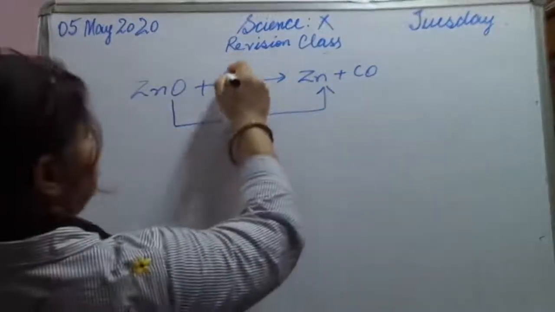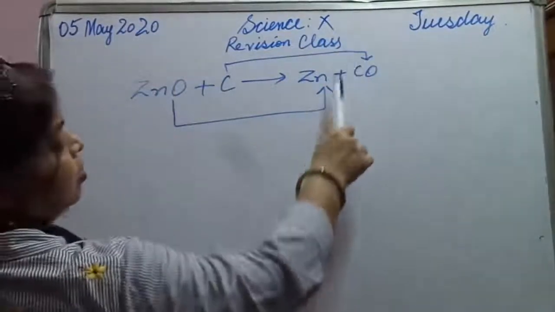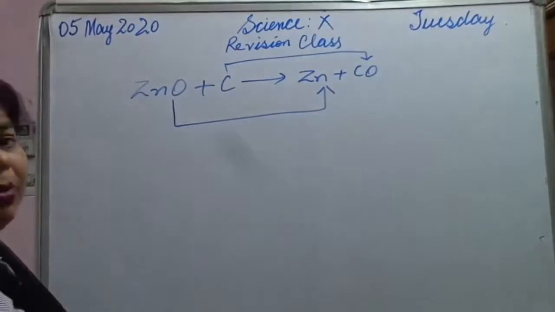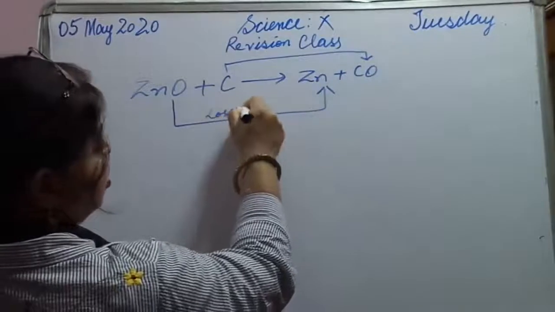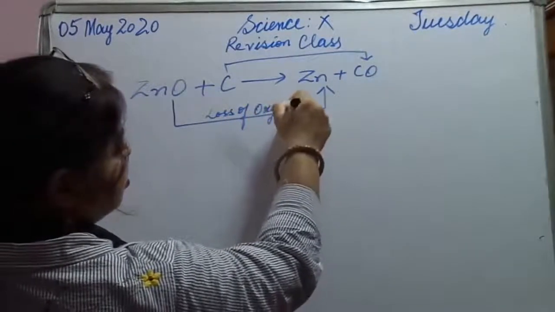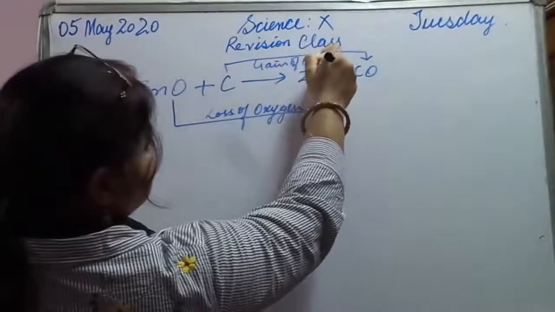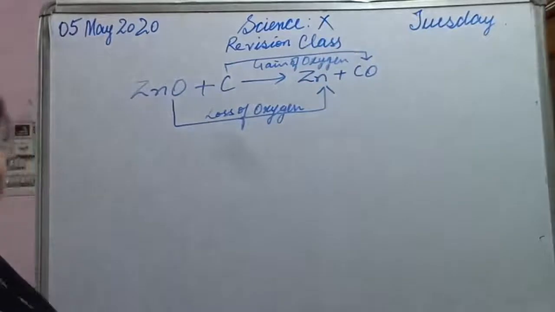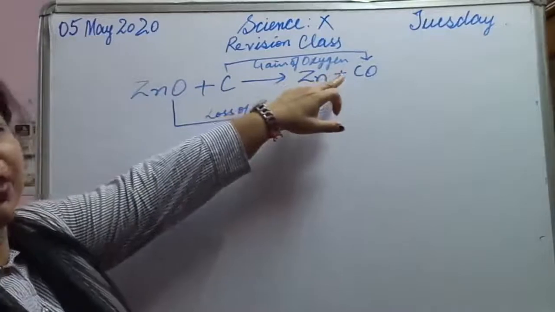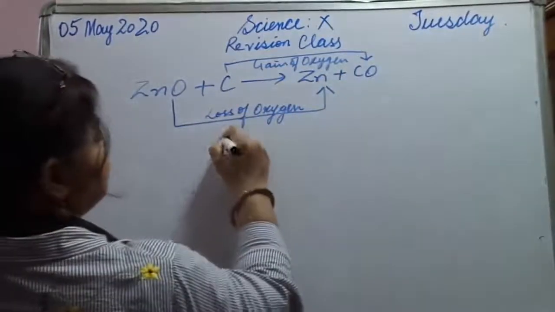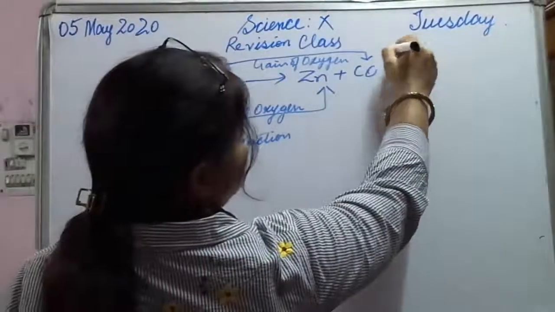Understand? And in carbon, what is happening? Oxygen is being gained. Don't forget to put arrows, otherwise it will become ambiguous. So we are saying here loss of oxygen, and this is gain of oxygen. So what is loss of oxygen? Loss of oxygen means reduction, and gain of oxygen means oxidation. So this is reduction and this is oxidation.